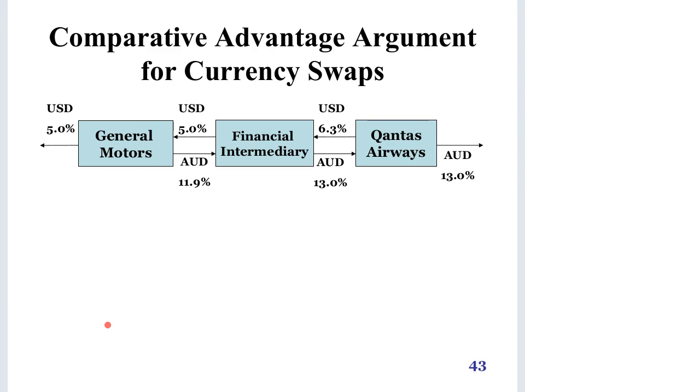So what is Qantas's cost? Qantas's cost is 6.3% in US dollar terms. Direct access to the market would have cost Qantas 7% in US dollar terms. So the benefit is 0.7 again: 7% versus 6.3%. Therefore, Qantas is better off by 0.7% as well. If you're taking 0.7% on both sides, you have already used up 1.4% of the total benefit of 1.6%. So the intermediary will only get 0.2%.